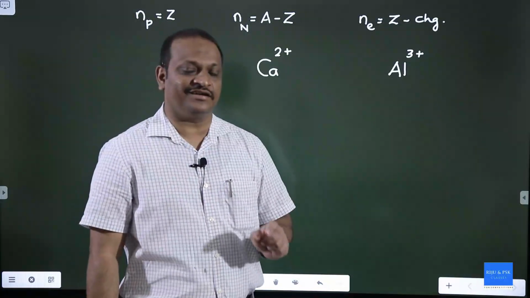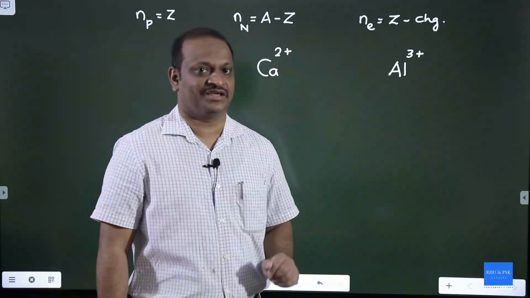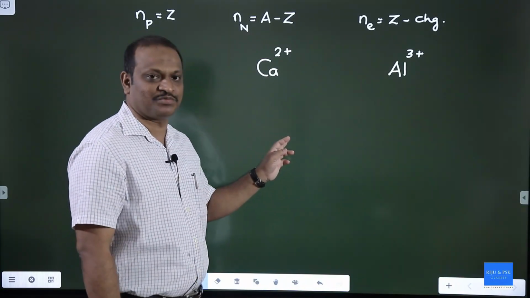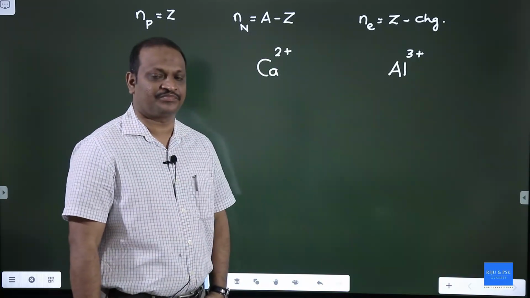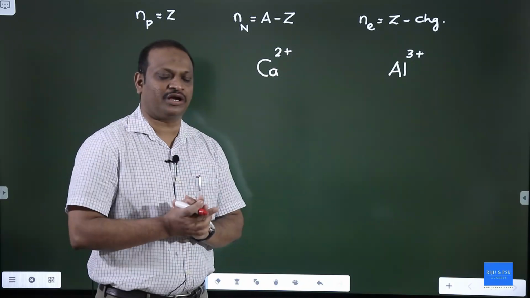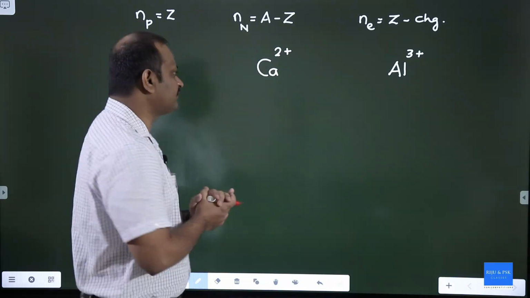Now let's consider a charged species. I have considered calcium 2 plus and aluminum 3 plus. And you know the calcium atomic number and mass number. Try to understand, all of you.